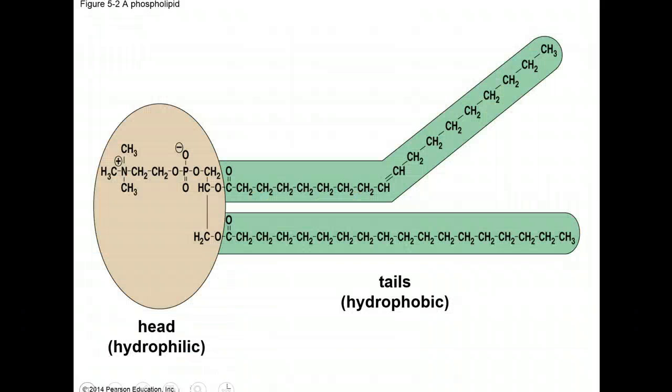This slide shows what a phospholipid looks like. The membrane of your cells is made up of phospholipids. Phospholipids are the basis of membrane structure and consist of two very different parts: a polar hydrophilic head, which is illustrated by the brown circle, and two nonpolar hydrophobic tails, which is illustrated in green.